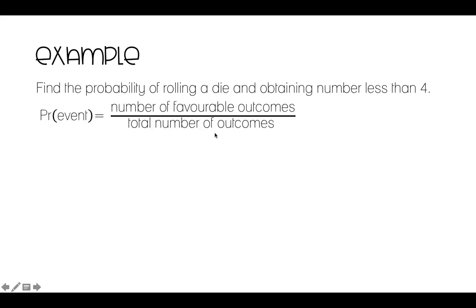So again, the probability of an event occurring equals the number of favourable outcomes over the total number of outcomes. And so in this case, the probability of 1, 2, or 3, and we're writing what our event is here, equals 3 over 6, or 1/2.